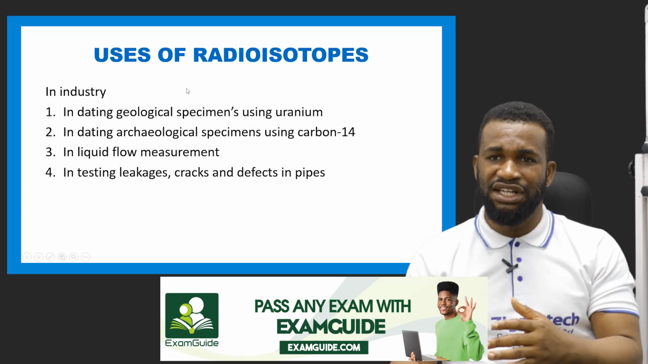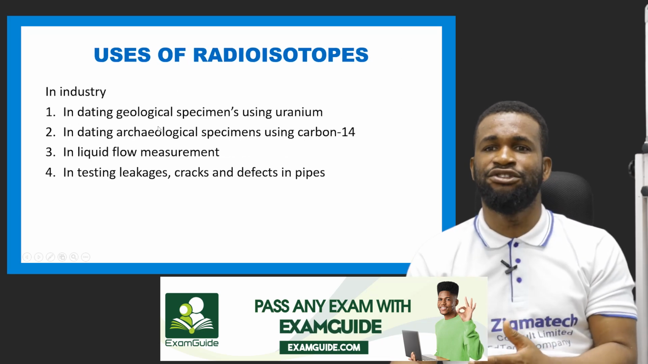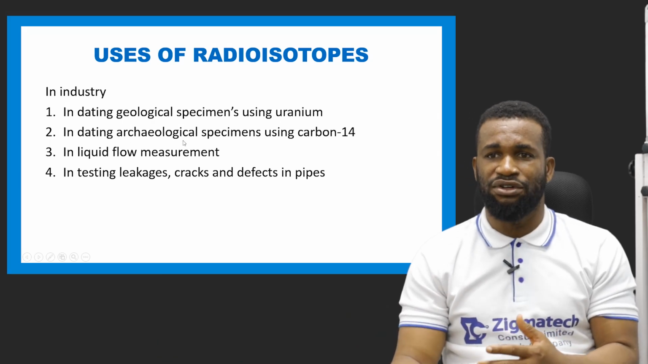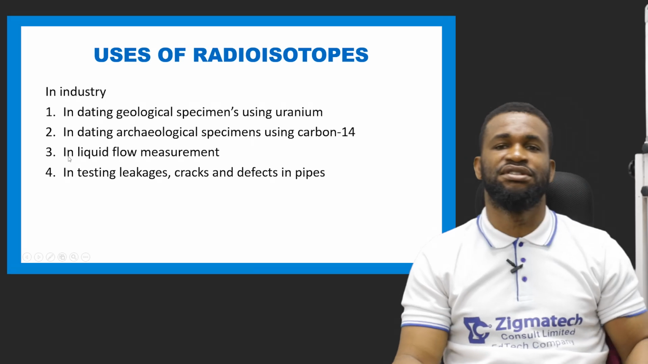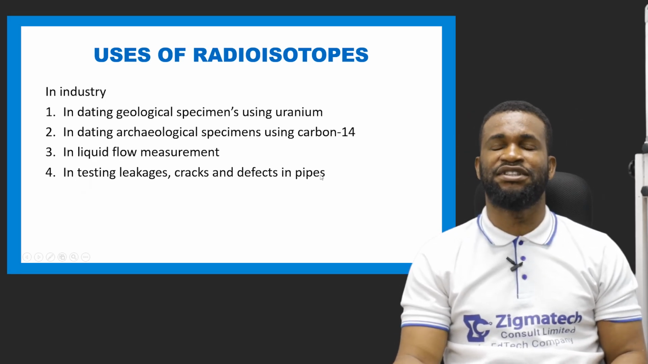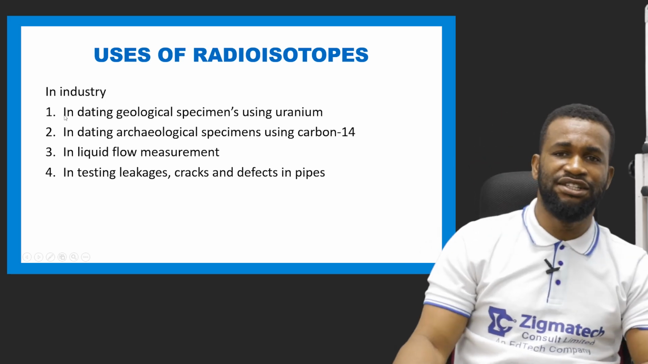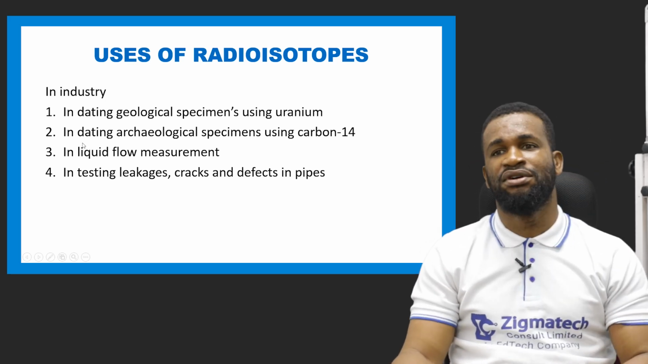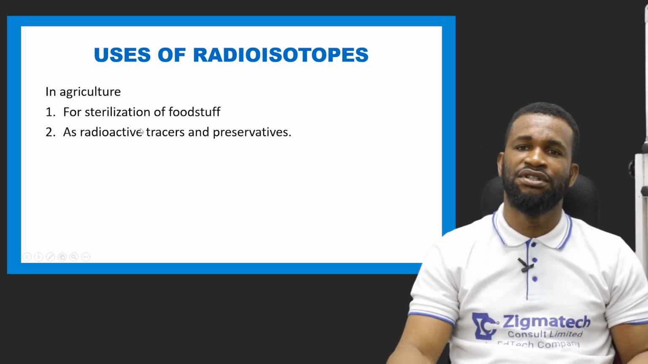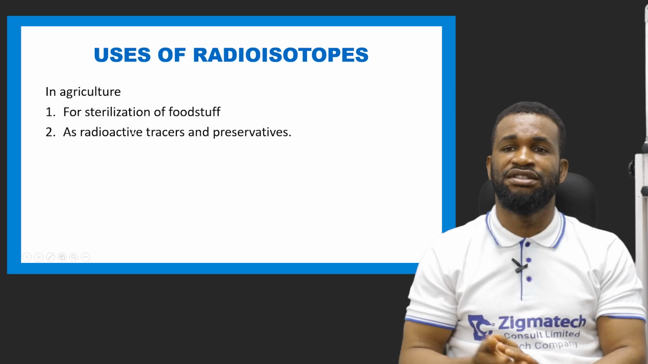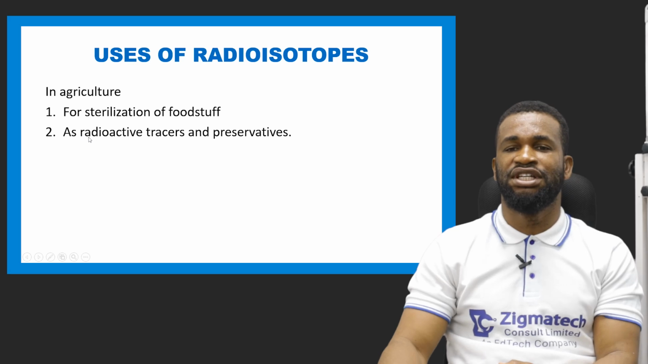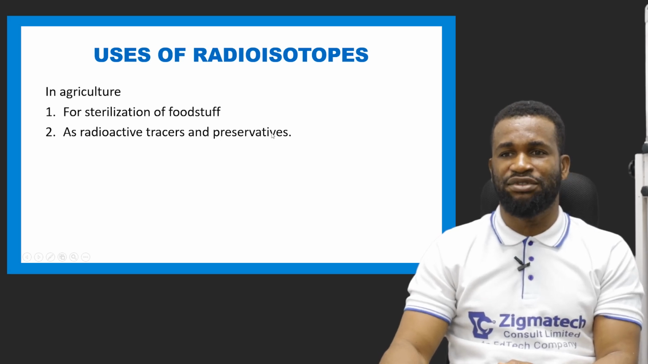in the body. In industry, it is used in dating geological specimens using uranium, in dating archaeological specimens using carbon-14, in liquid flow measurement, and in testing leakages, cracks, and defects in pipes. So these are what you can use this radioisotope for in industry. In agriculture, for sterilization of foodstuff, you preserve your foodstuff and sterilize it. Then the last one is radioisotope tracers and preservatives.